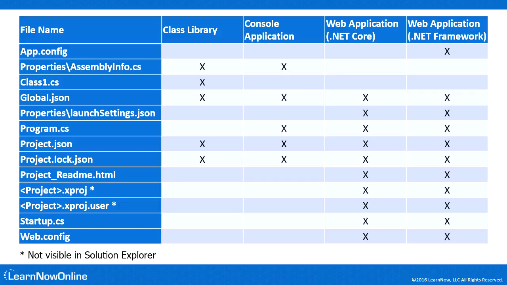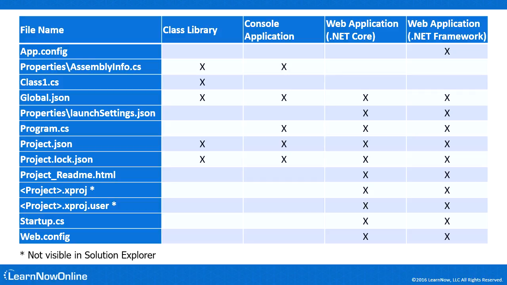Startup.cs is the standard file name that Microsoft uses for all of the code that you use in order to wire up all of the middleware for a web application. And that applies to all ASP.NET Core applications, whether they're based on .NET Core or on the full framework. And then, as I mentioned, web.config is part of both types of web applications.